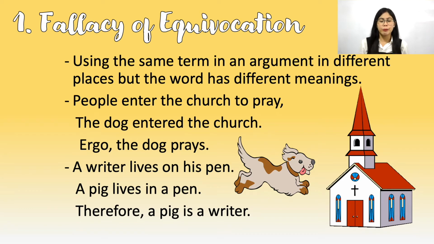Example: people entered the church to pray. The dog entered the church. Ergo, the dog prays. So as you can see here, we've used the same term in an argument, and the way it is used here is wrong. That makes the statement a fallacy, because the dog entering the church does not mean that it is praying.